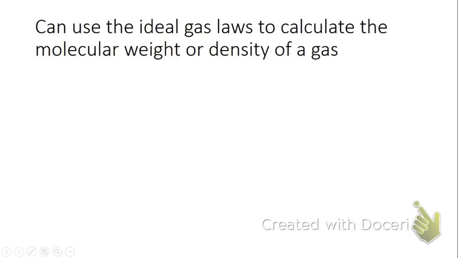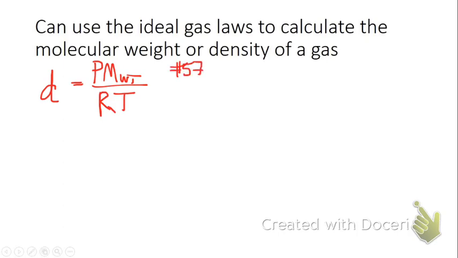So, we can use the ideal gas law, and I'll show you how we get to this spot in class. We can use the ideal gas law to calculate the density of a gas. So the density is equal to the pressure of the gas times the molecular weight of the gas divided by R times the temperature. So we can not only find the density of a gas, we can also find the molecular weight of a gas. And so number 57 in your book asks you to find the molecular weight of a gas.